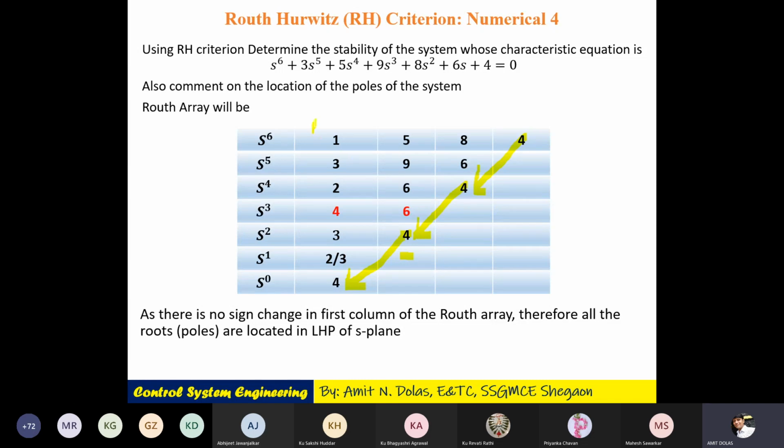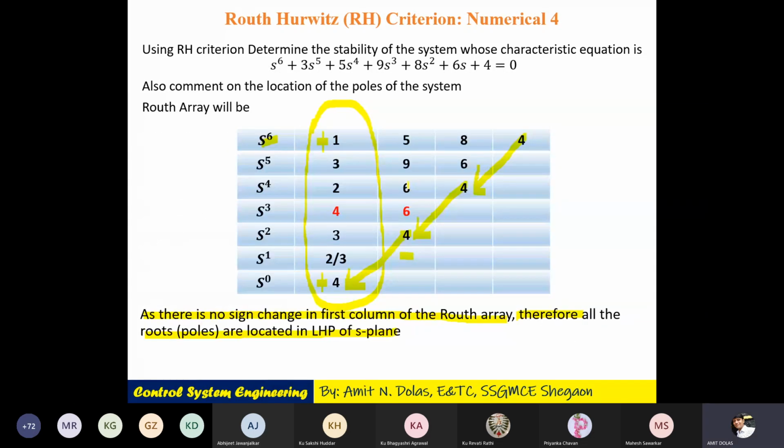Okay, now look at the first column of this route array. All the signs are positive through s to the power 6 to s to the power 0. All the signs are positive. So as there is no sign change in the first column of root array, therefore all the poles are located in left hand side of the plane.